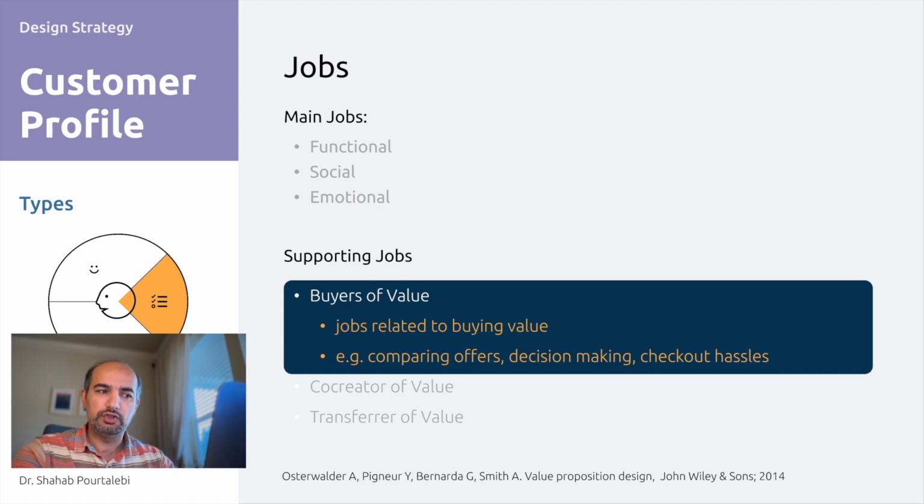All those jobs or features of your product that could help the buyer make their decision, for example comparing different offers, reading reviews, or checkout hassle, shipping methods, and all those things related to supporting users as a buyer. Those could be considered as buyer's value. It may apply to your project, basically if your project is an e-commerce project or something related to purchasing something. But these are some good examples here, and we can think about other supporting jobs as well.